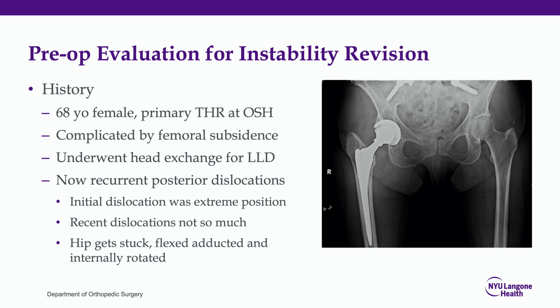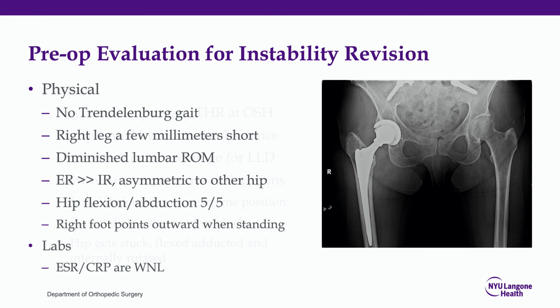Her initial dislocation was in an extreme position, but her recent dislocations have been low energy and not in extreme positions, and she notes that her hip gets stuck in a flexed, adducted, and internally rotated position, and that tells you it was probably a posterior dislocation. So her physical exam: no Trendelenburg gait, so we're not too worried about her abductor. The right leg is just a few millimeters shorter than the left.